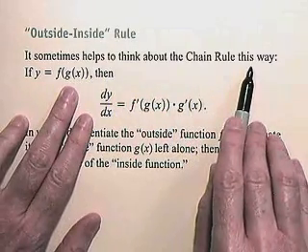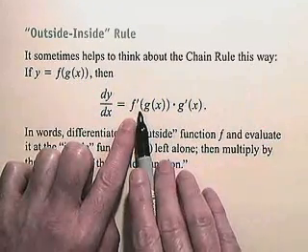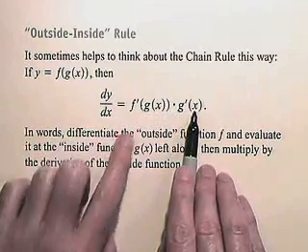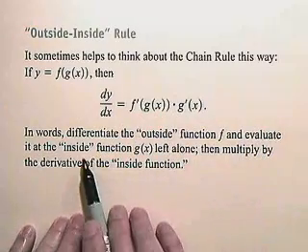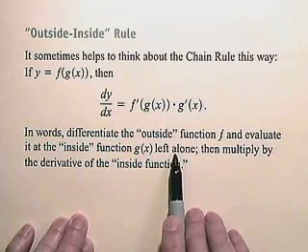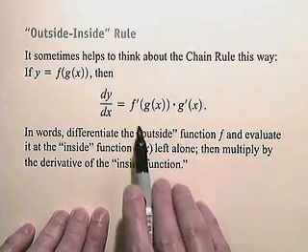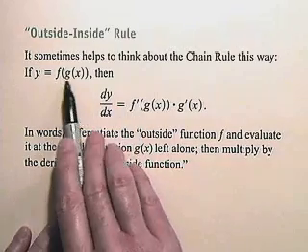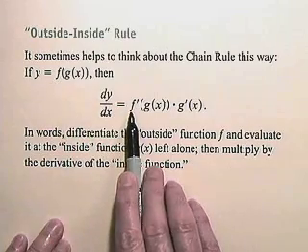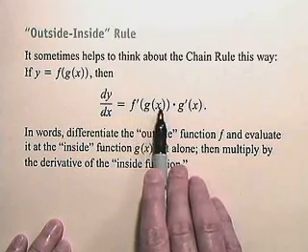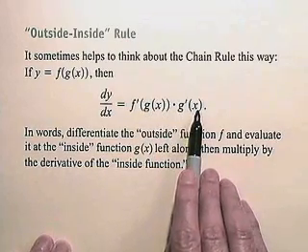If y equals f of g of x, that's a composite function, then dy dx is f prime at g of x times g prime of x. In words, differentiate the outside function f and evaluate it at the inside function g of x left alone, then multiply by the derivative of the inside function. Notice here in this composite, the f is the outer one, the g is the inner one. So we've differentiated the outer one, evaluating at the inner one, leaving it alone in effect, and then multiply by the derivative of what's inside.